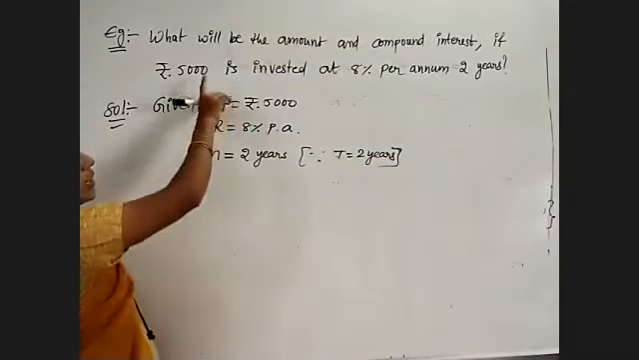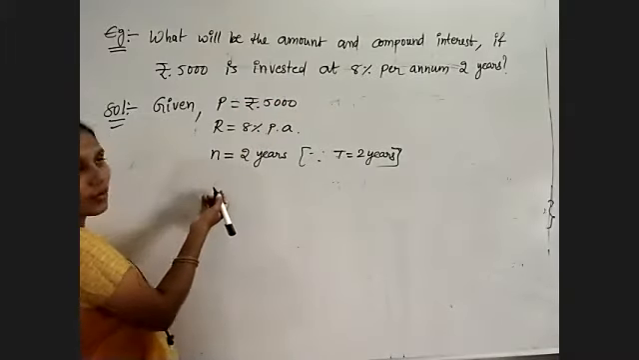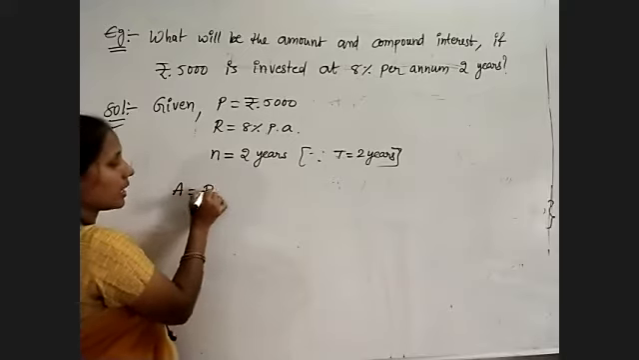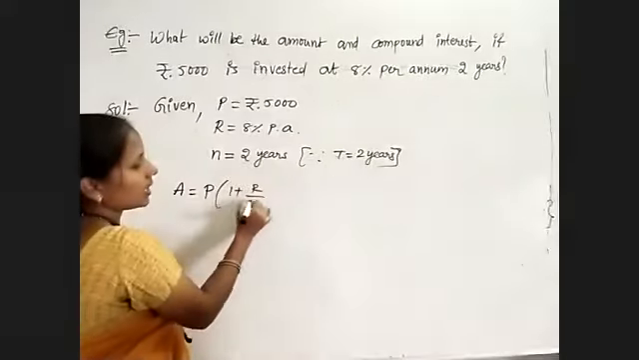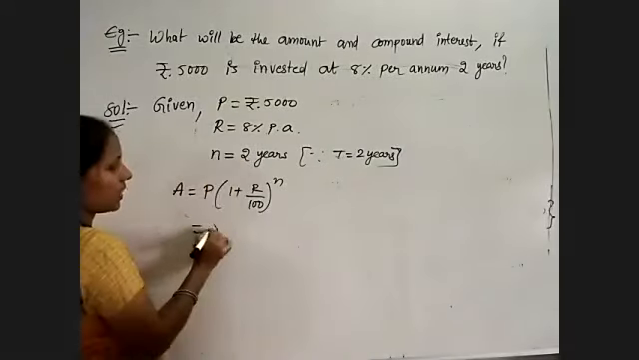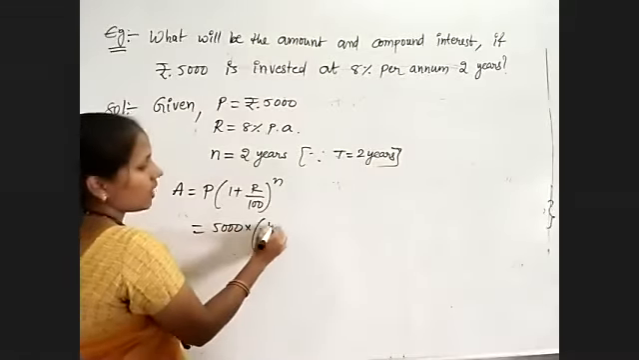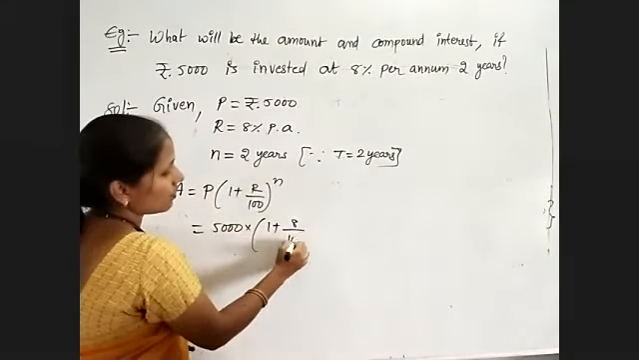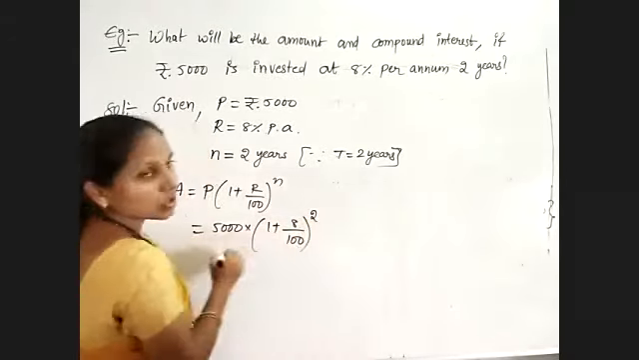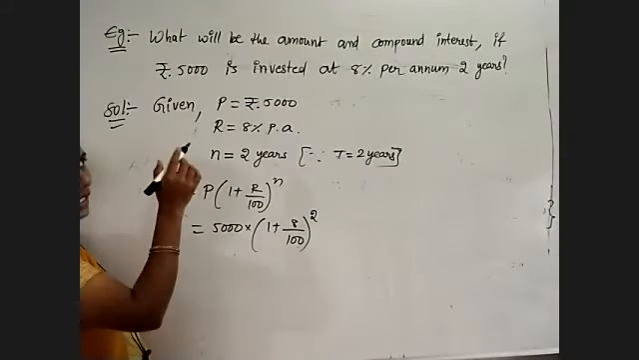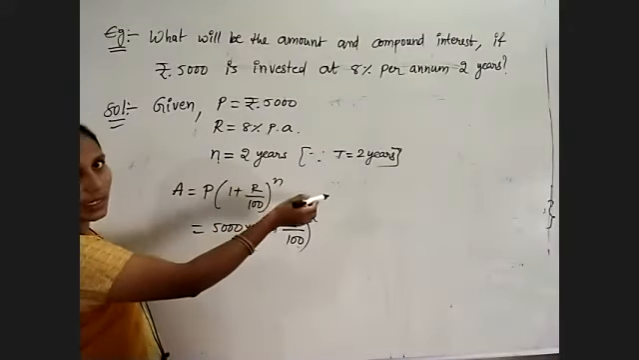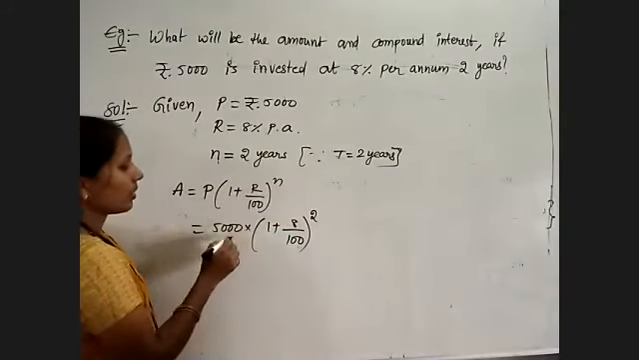Okay. Now we need to find out what will be the amount and compound interest. So we have the formulas. In case of compound interest, the amount formula is given by P into (1 plus R by 100) whole to the power of N. P value we have 5,000 into (1 plus 8 by 100) whole to the power of N. N is nothing but 2. When years are given, the N value is the same as the time period.